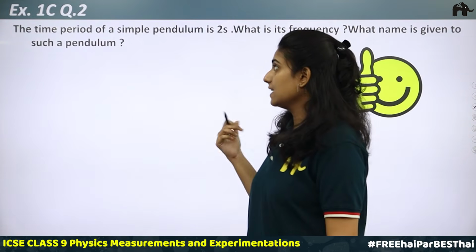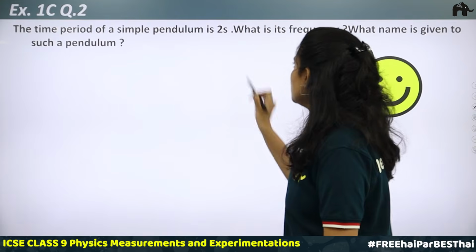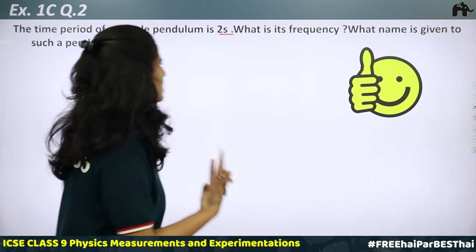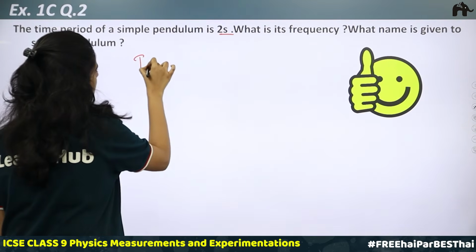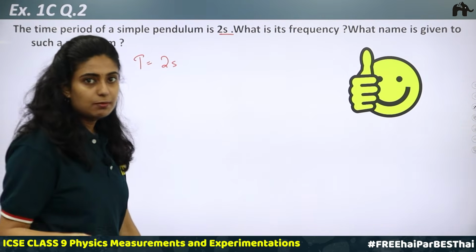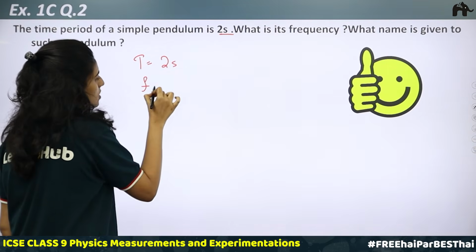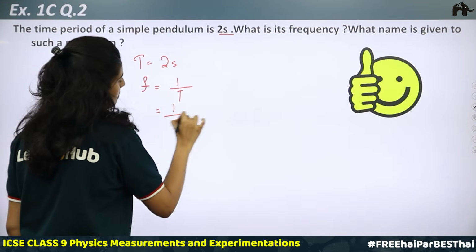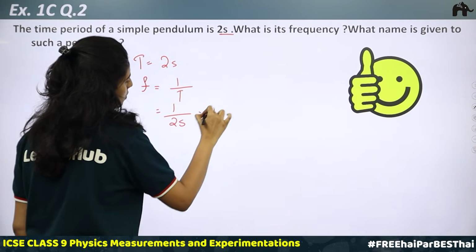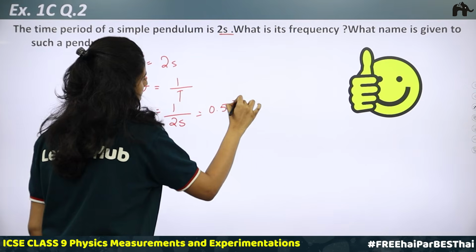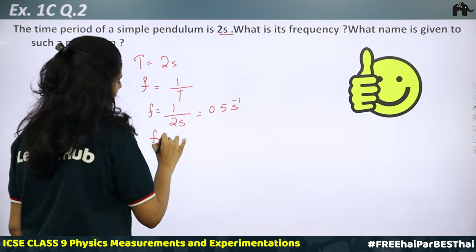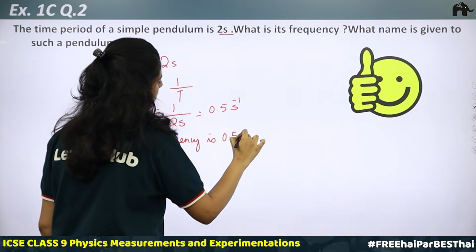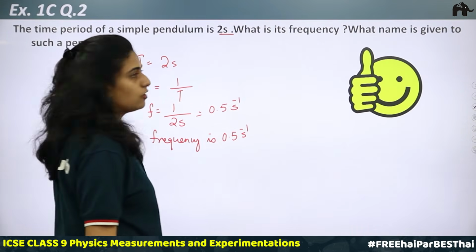Question 2 of exercise 1C. The time period of a simple pendulum is 2 seconds. What is its frequency? What name is given to such a pendulum? Very easy question, right? Here what is given? Time period is given to be equal to 2 seconds. When time period is given, we know how to find frequency. What is frequency? Frequency is the reciprocal of time period, 1 by t, 1 by 2 seconds, which is equal to 0.5 seconds inverse. So the frequency is 0.5 second inverse.